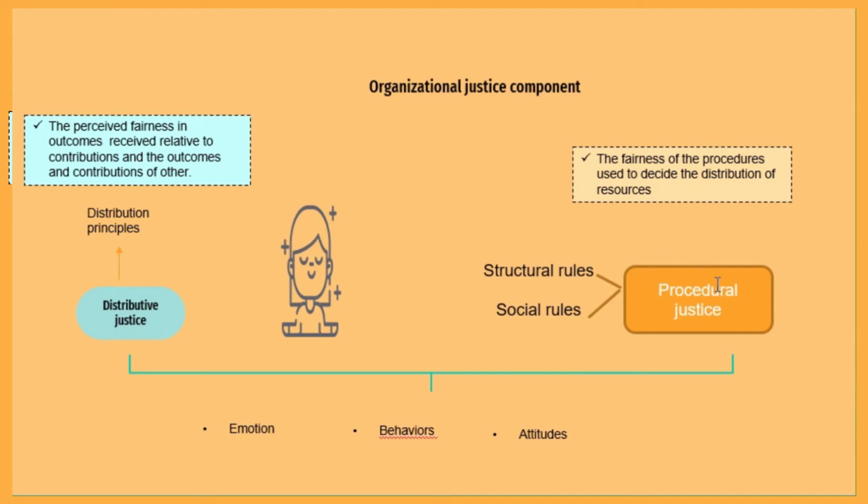Procedural justice is divided into structural rules and social rules. Procedural justice is the fairness of the procedures used to decide the distribution of resources, such as who gets promoted or a salary increase. All of these are part of procedural justice.